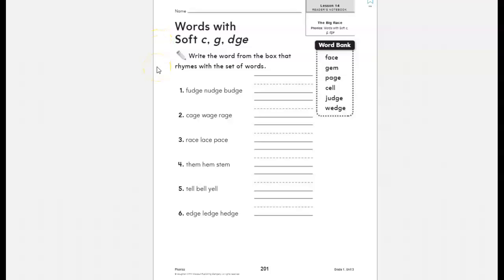So since we were talking about them, we are going to do an activity in our reader's notebook on page 201. So if you don't have your reader's notebook out with you or you need to go get your notebook, you can go ahead and pause the video if you need to, and I will circle the page number at the bottom of the screen, page 201. So like I said, we are going to be working with words with soft C, G, D-G-E.